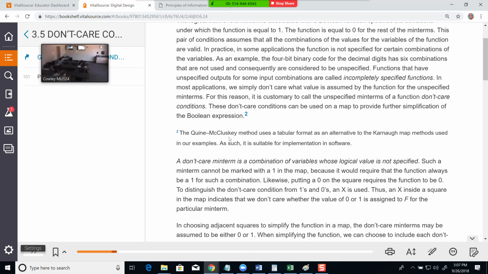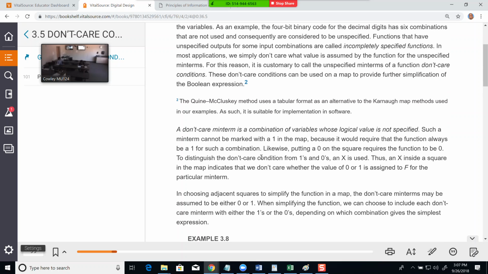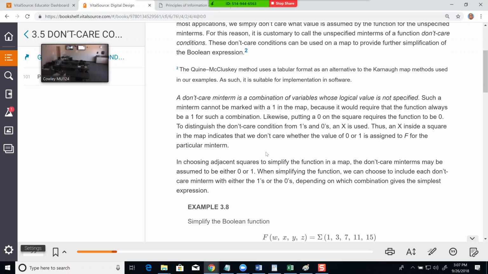The Quine-McCluskey method uses a tabular format as an alternative to the K-map method used in our examples. As such, it is suitable for implementation in software. A don't care min term is a combination of variables whose logical value is not specified. Such a min term cannot be marked with a 1 in the map because it would require the function to always be a 1 for such a combination. Likewise, putting a 0 on there is not valid. To distinguish the don't care conditions from 1s and 0s, an x is used. So they put an x there.